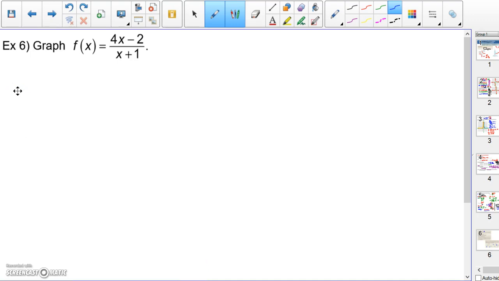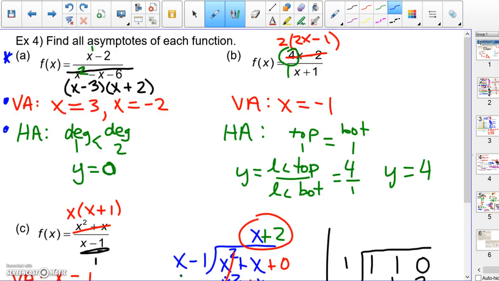Example 6, we're going to graph this function. Now, again, we're going to go back to example 4. If you look at example 4, part B, it's the same thing. So the first two steps are find the vertical asymptote and the horizontal asymptote. So we've got a vertical at -1 and a horizontal at +4.